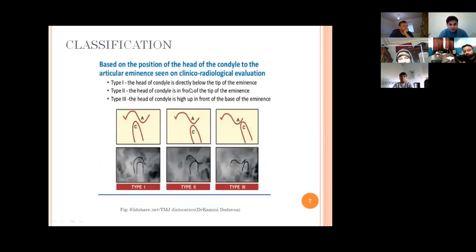So this is basically the anterior TMJ dislocation classification, and this is based on clinical and radiological evidence. Type 1, when the head of the condyle is directly below the tip of the articular eminence. Type 2 is when the head of the condyle is in front of the tip of the eminence. And type 3 is when the head of the condyle is high up in front of the base of the eminence.